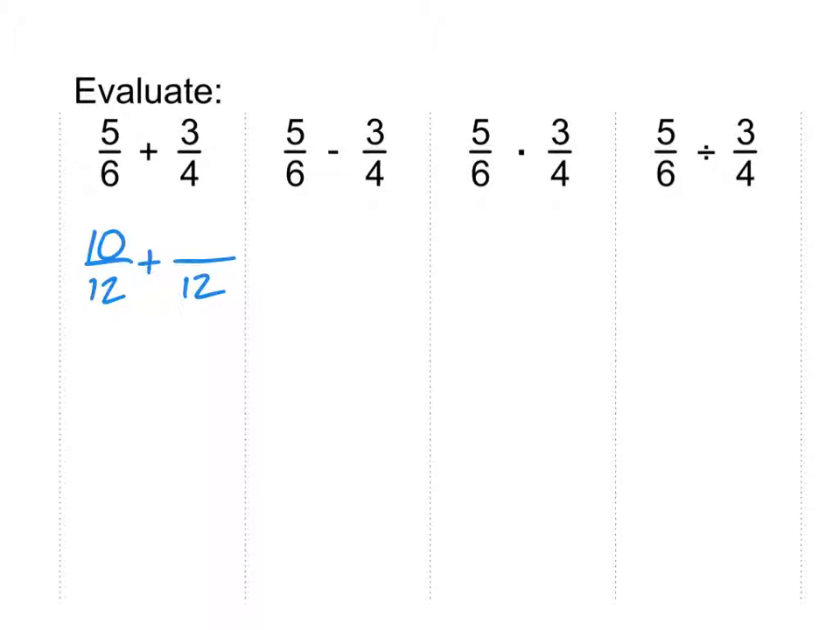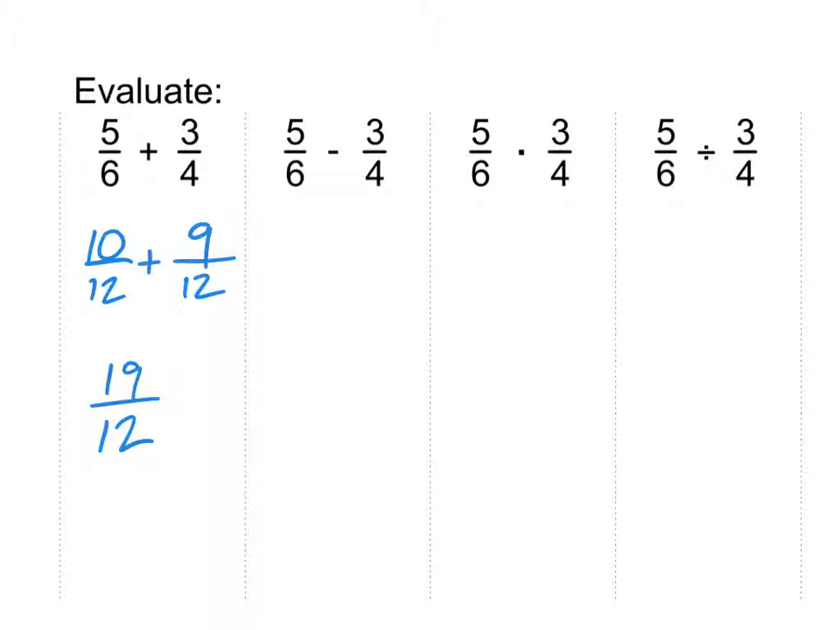In order to turn the 4 into a 12, I multiply it by 3. So I'm going to do the same thing to the 3 on top. 3 times 3 is 9. And so we end up with 19 over 12. Notice the denominator does not change when we add them. If two things have to be the same, it's because they're going to stay the same. That's a nice way to remember that part.